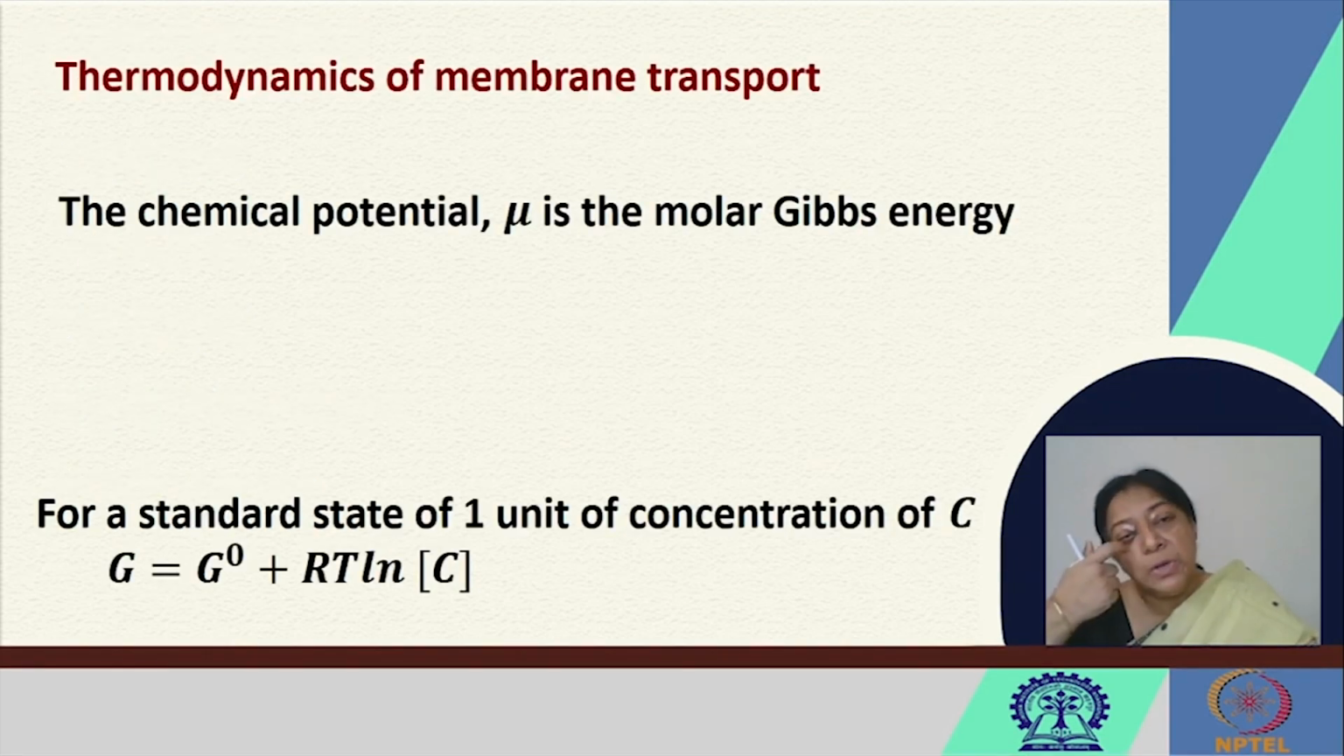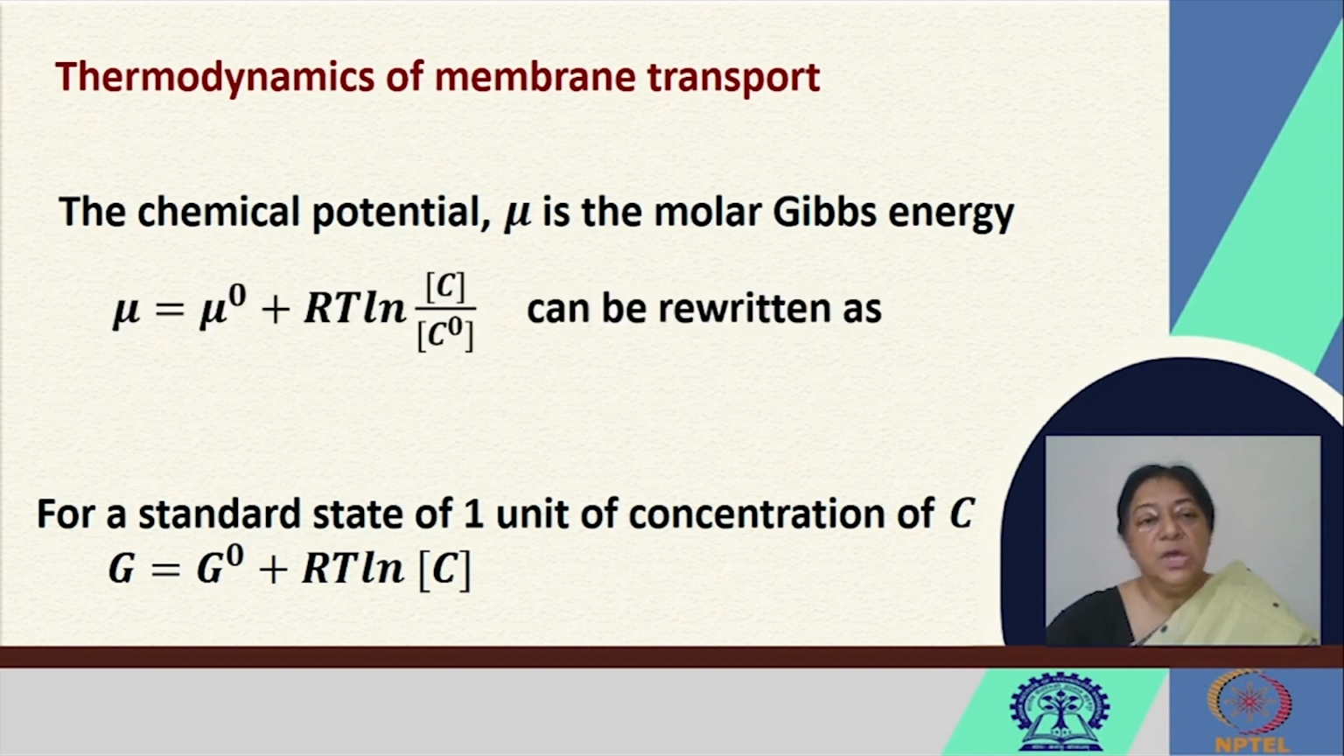When we look at the thermodynamics of membrane transport, we have the chemical potential. The chemical potential is the molar Gibbs energy, and the transfer is always from a higher chemical potential to a lower chemical potential. In this case, we are talking about the concentration of the ions as they are transported across the membrane.